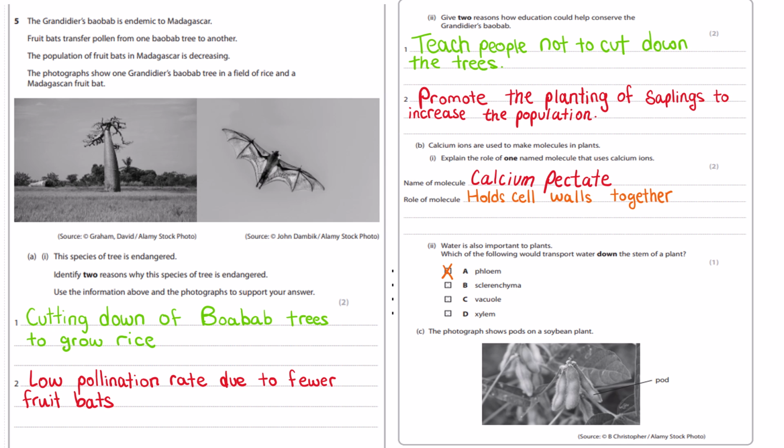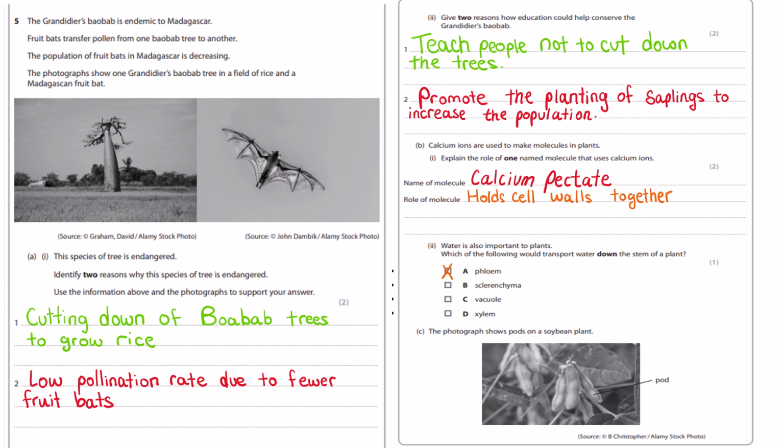Okay, maybe these trees produce fruit that these bats eat, and as they eat the fruit and digest it, the seeds are spread in its feces. That could be another possible explanation. Okay, give 2 reasons how education could help conserve the Grandidier's baobab. So, number 1, we can teach people not to cut down the trees. We can promote the benefits of the trees. Number 2, we can promote the planting of saplings to increase the population.